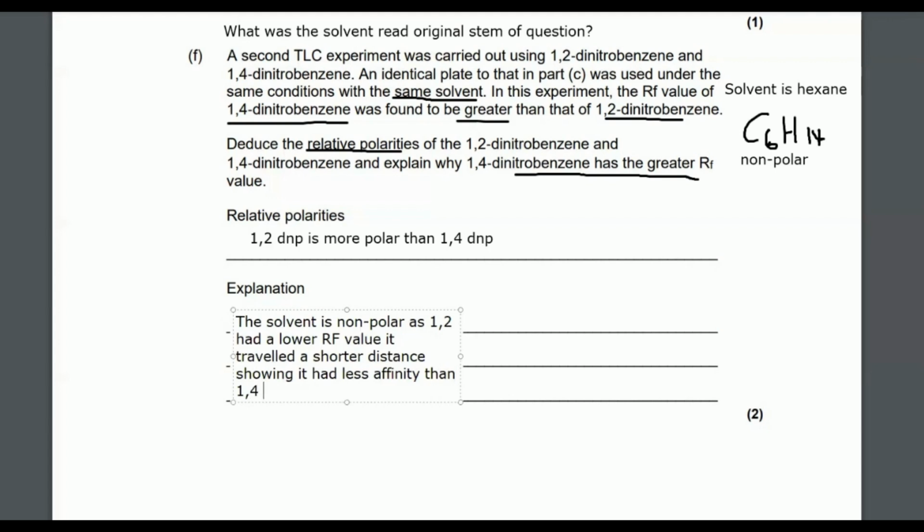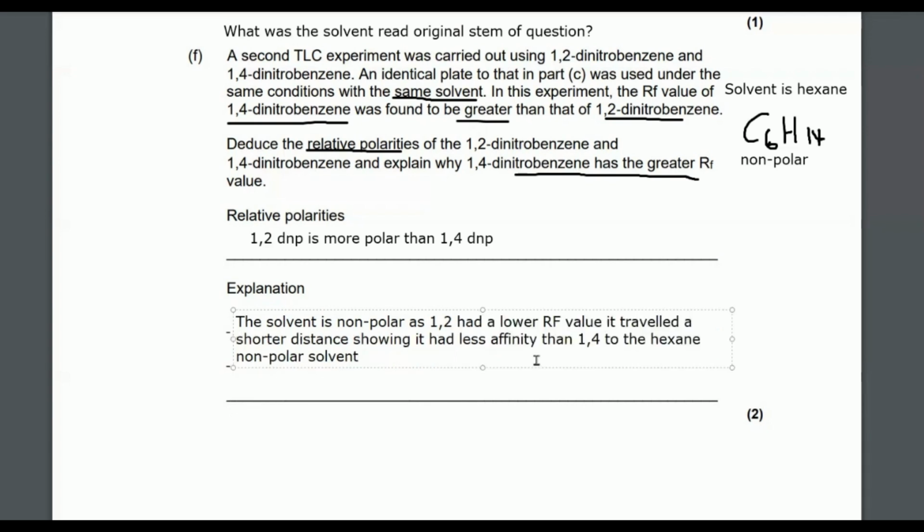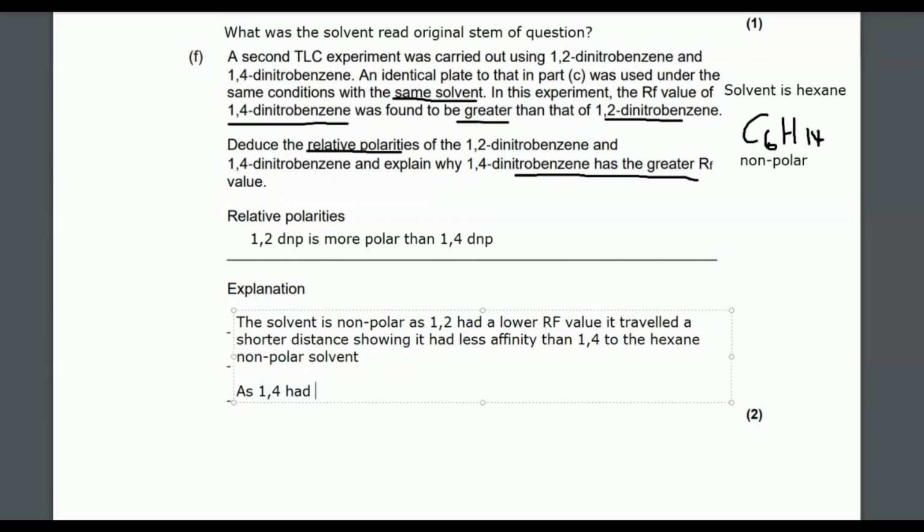The solvent's non-polar. As 1,2-dinitrobenzene had a lower RF value, it traveled a shorter distance, so showing it had less affinity for the solvent. That means that it doesn't like non-polar things. It prefers polar things, which means that 1,2-DNB is more polar than 1,4. 1,4 preferred the non-polar solvent, hence why it moved further, had a greater RF value because it had greater affinity for the non-polar solvent than 1,2 did. And that means that 1,4 is more non-polar in its characteristics.